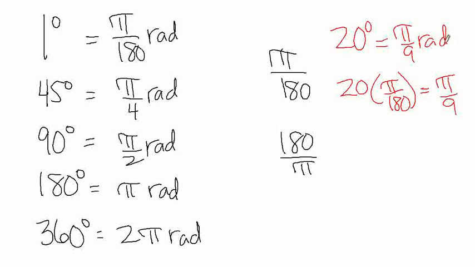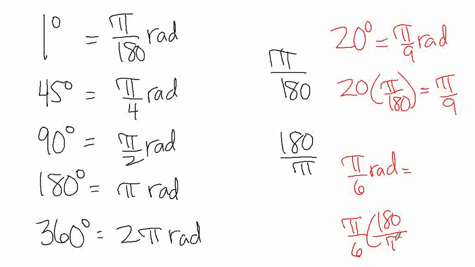What about pi over 6 radians? How many degrees is that equal to? Well, let's take pi over 6. Let's multiply by 180 over pi, and after some simplification, you'll get 30. So pi over 6 radians is equal to 30 degrees.